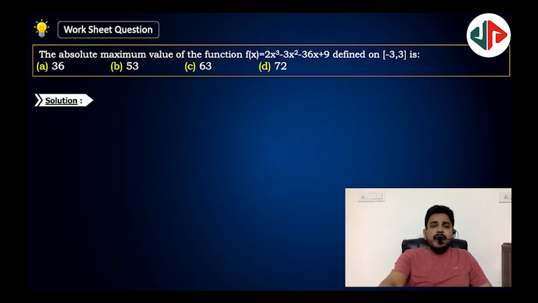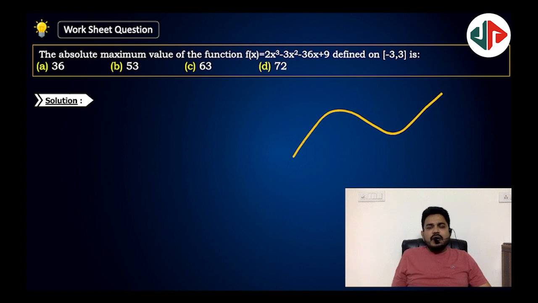The absolute maximum value of the function 2x cube minus 3x square minus 36x plus 9. The cubic equation, if you look at this graph, will be like this, where minus 3 to 3 will be there. So I'll go ahead with f dash of x. f dash of x is equal to 6x square minus 6x minus 36, which should be equal to 0, or x square minus x minus 6.